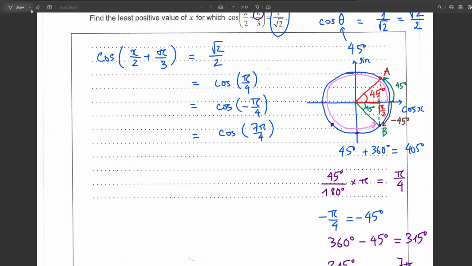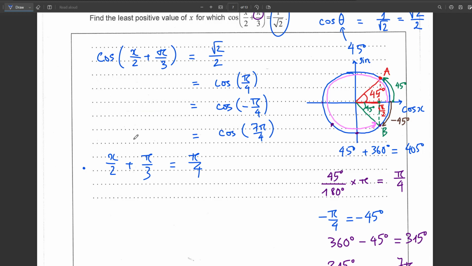Và bây giờ tới cái phần khó của câu này, người ta bảo rằng tìm cái least possible value. Cho nên trong số 3 cái kết quả viết ra ở đây thì mình sẽ tìm cách solve for x rồi chọn ra cái nào là least possible value. Nếu như x over 2 cộng với pi over 3 mà nó bằng với pi trên 4.